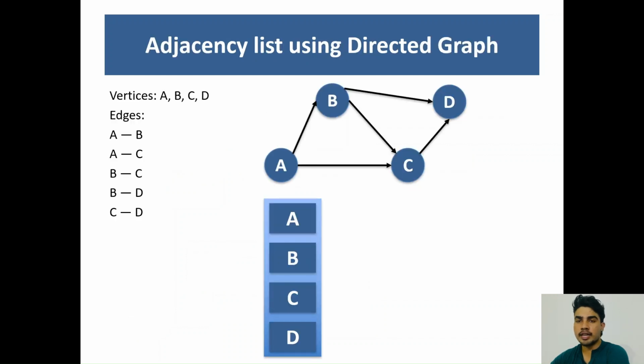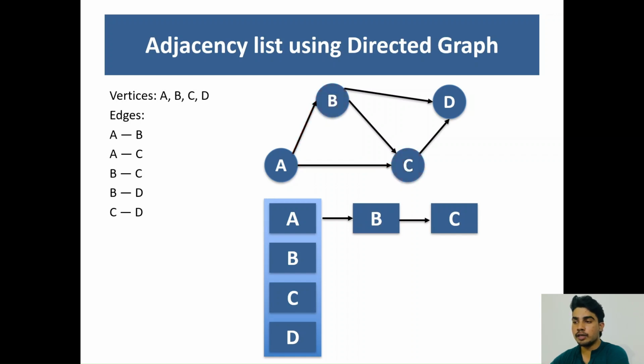Now let's look at this concrete example using a directed graph. In a directed graph, the direction of an edge matters. We only record outgoing edges for each vertex. Look at this diagram. We have four vertices A, B, C and D. First I am looking at vertex A. A has two outgoing edges as you can see, one to B and one to C. So A's adjacency list contains B and C.